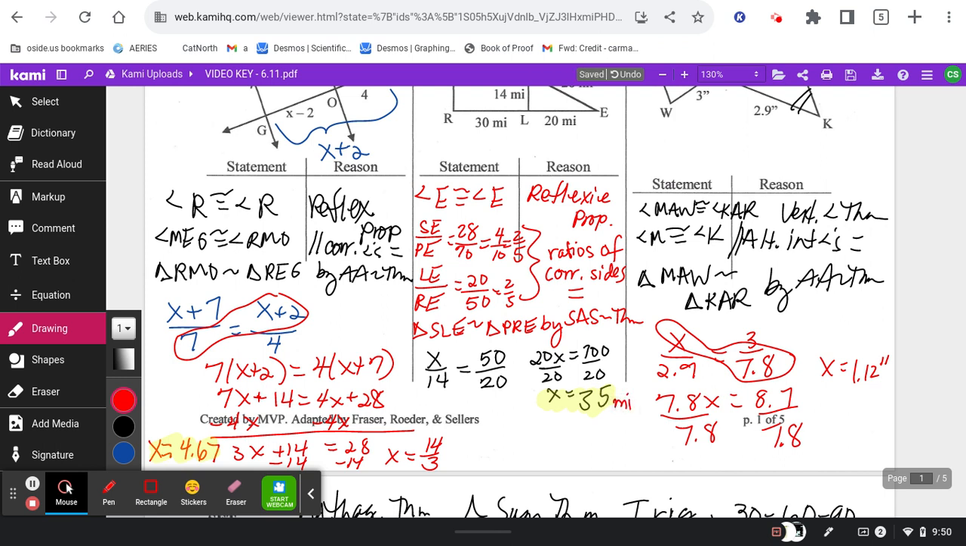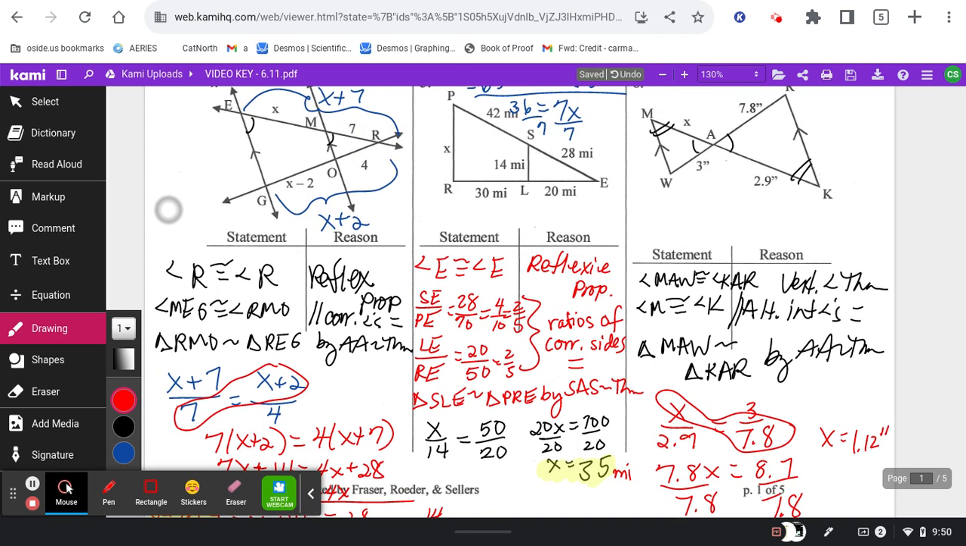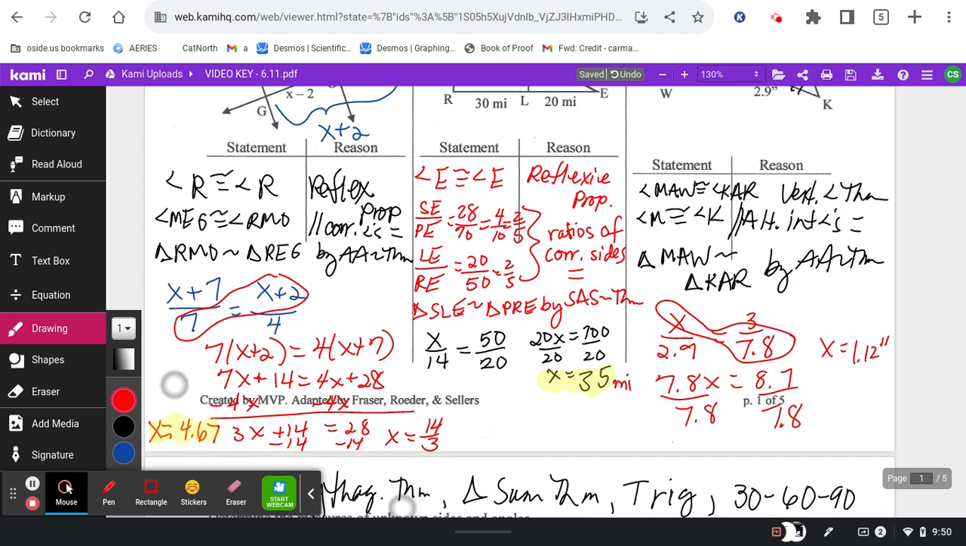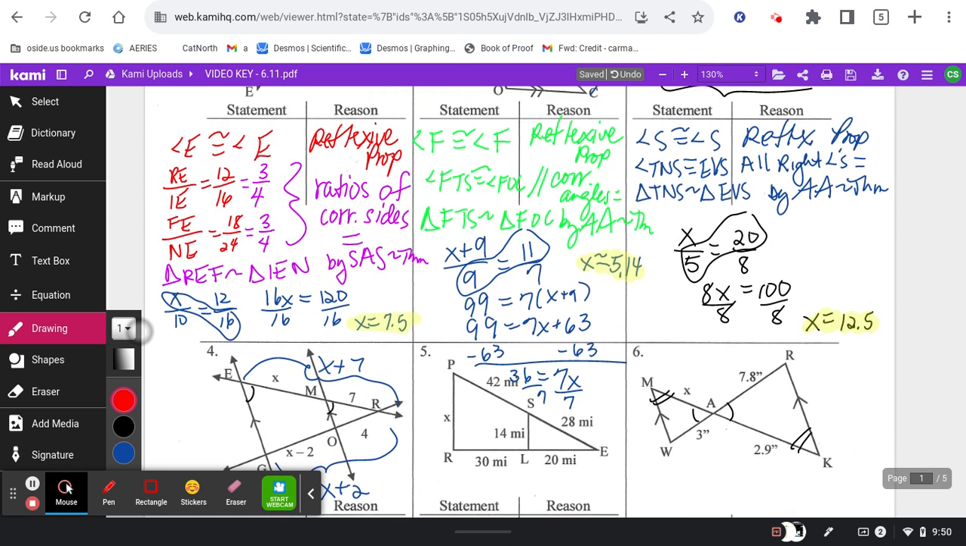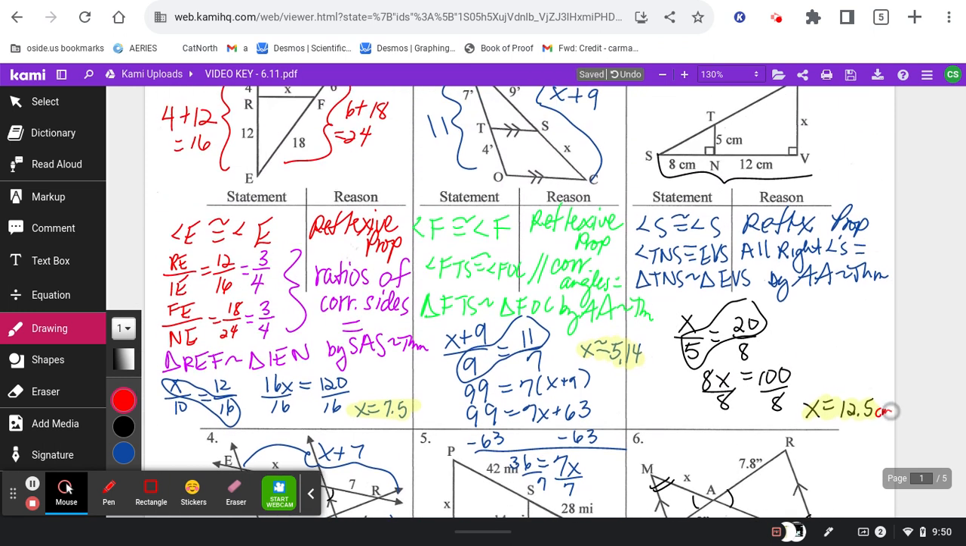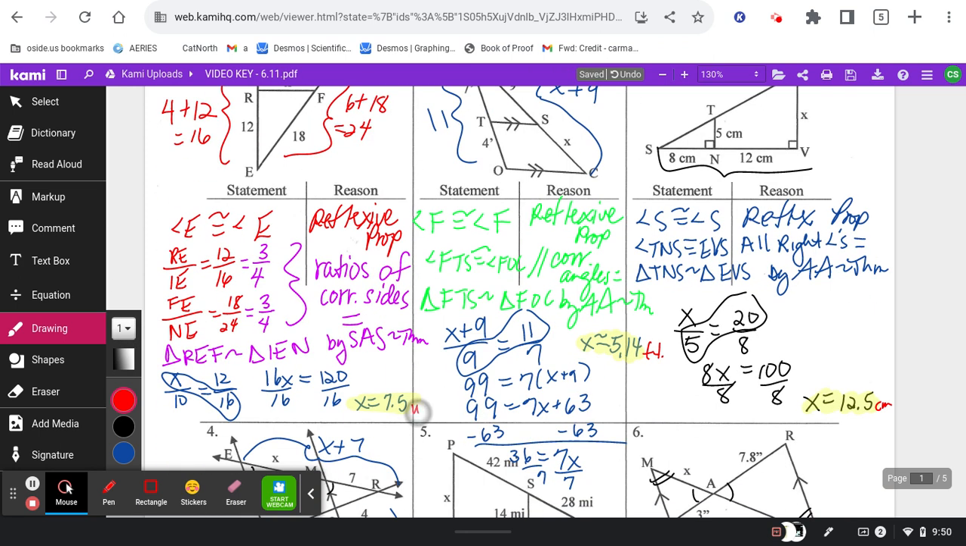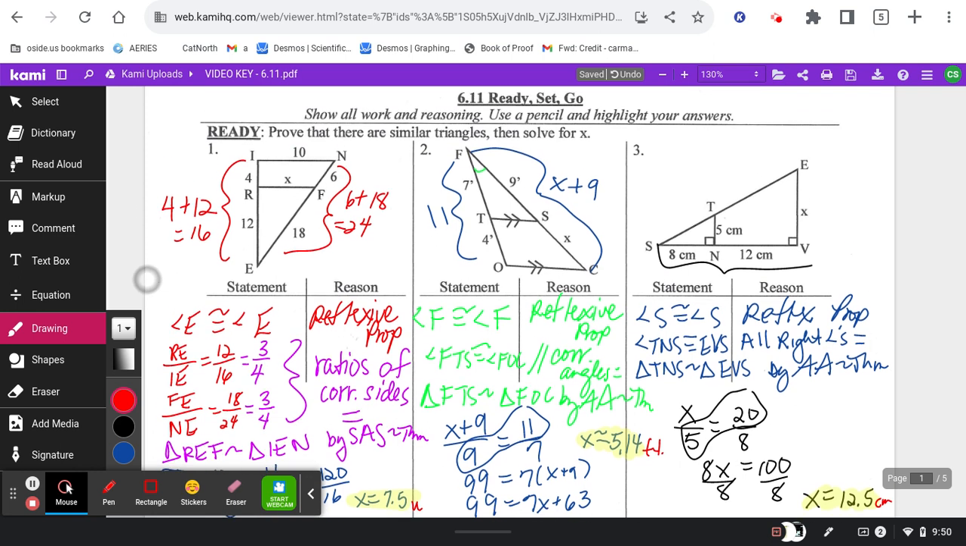Speaking of inches, make sure we put units on everything. This one is miles. This one is nothing. U for units. This one is centimeters. This one is feet. And this one is nothing. U for units. Yay, we're done.